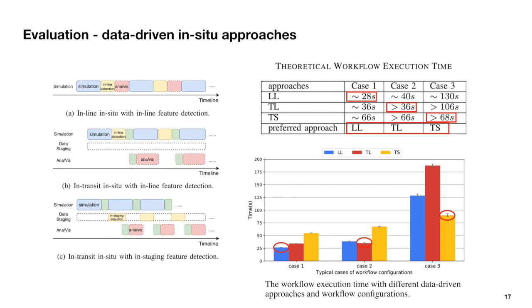The figure under the table shows the experiment results of the workflow execution time with different data-driven approaches and the workflow configurations. Although there is a match between the theoretical values and experimental values to some degree, the accuracy of our methods needs to be improved further. We still need to monitor key parameters during the workflow execution and make decisions about the preferred approach dynamically, instead of anticipating the preferred approach before the workflow starts, since the key parameters may change during the workflow execution.